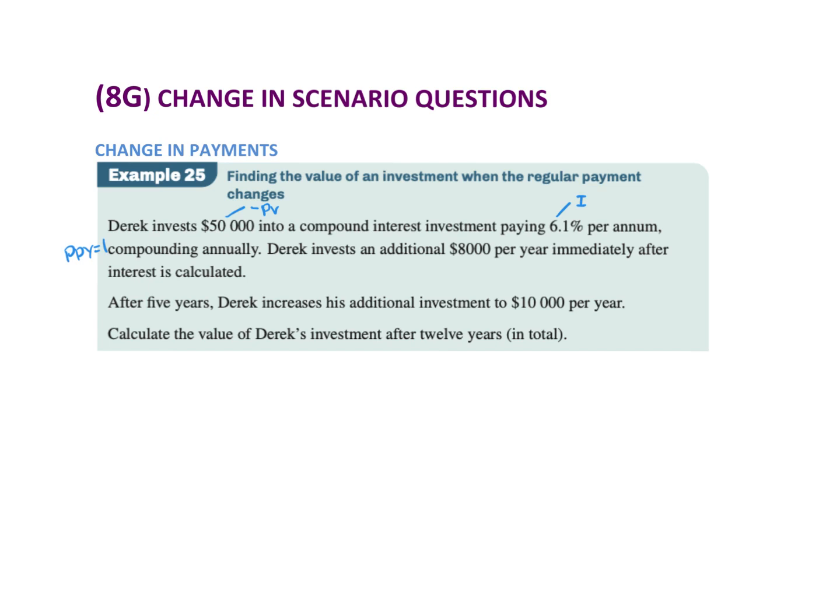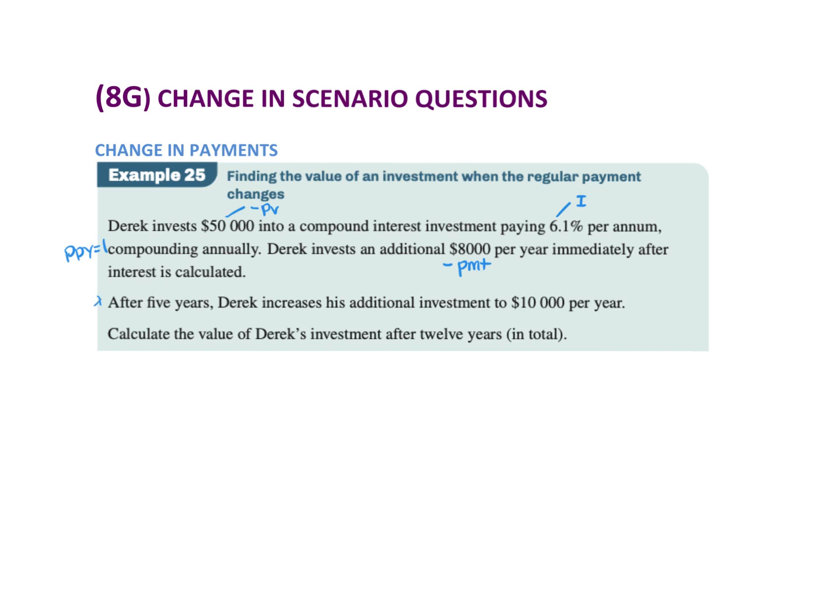All right. So then it says Derek invests an additional $8,000. That means he's putting an additional $8,000 per year immediately after interest is calculated. They will always write that wording. It's just to say they're doing it at the same time pretty much. Because he's putting extra into the bank, that's a payment, but it's a negative payment on Finance Solver because he's putting it into the bank. So here it says after 5 years, Derek will increase his additional investment. So his payments are going to increase to $10,000 per year.